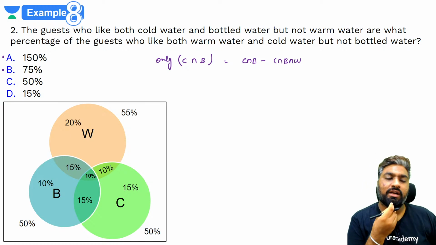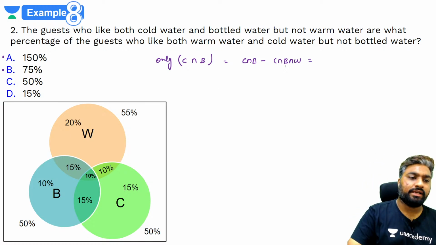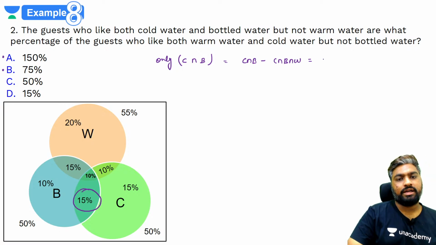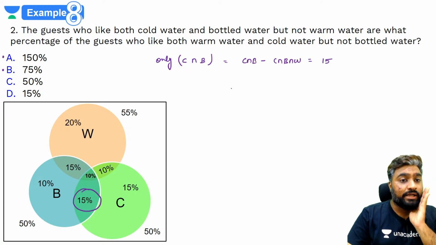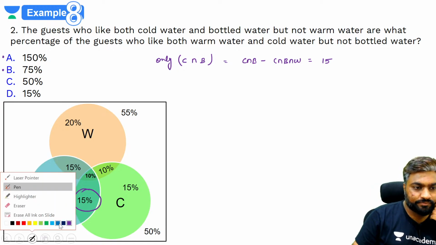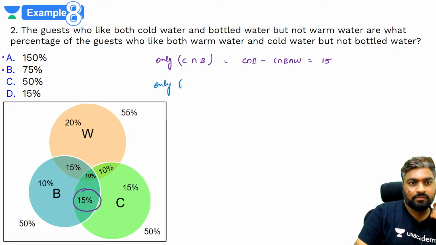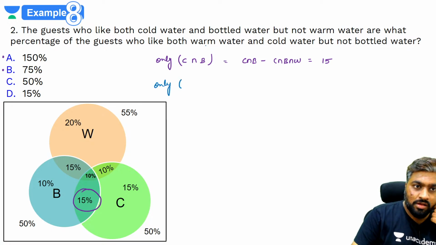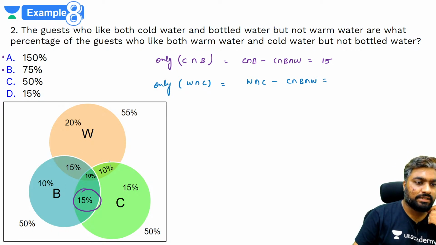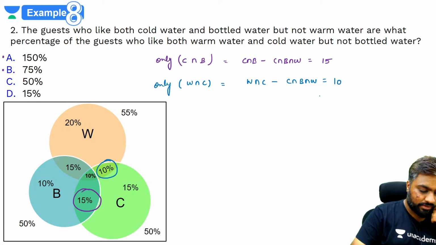So if you notice, guys, we've already calculated this. C and B is what? 15. Yes, this we've already calculated. There are 15 people who like only cold and bottled water. They don't like warm water. Same way, what are they saying? Warm water and cold water, but not bottled water. This is W intersection C minus intersection of all the three. So W and C is 10. This is something that we've already calculated.